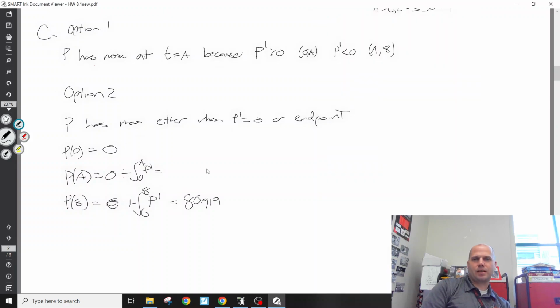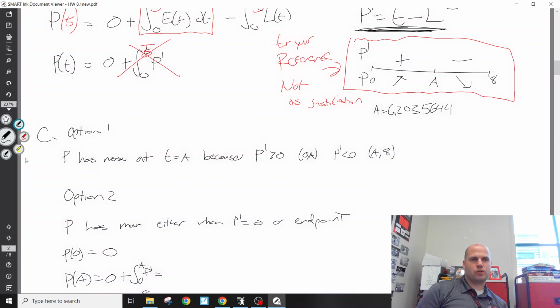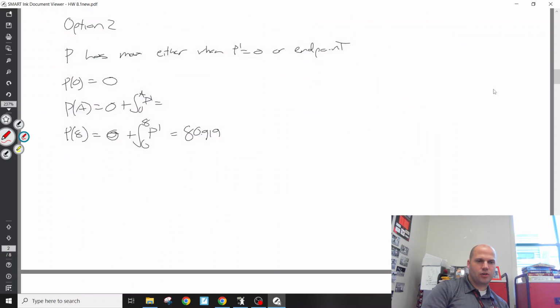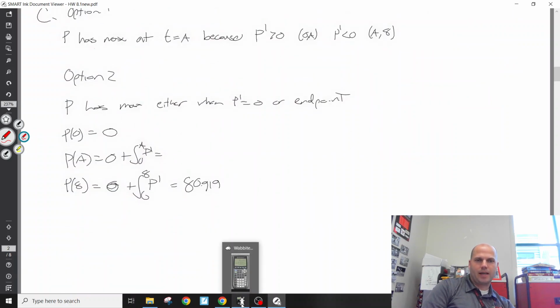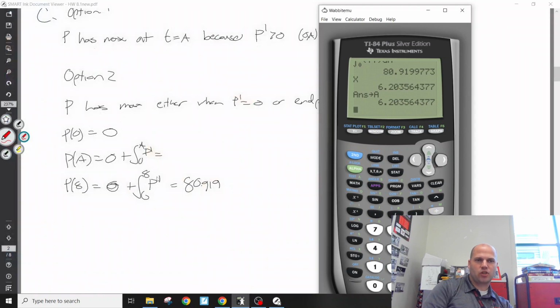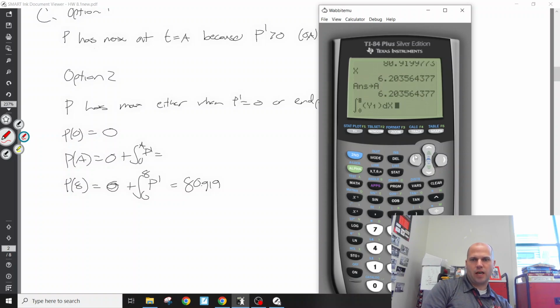Notice I didn't separate this. You guys had all kind of gotten used to figuring out how much we got from 0 to a and a to 8, and I'll show that as well. But again, you got sloppy in terms of showing your work, so it might be easier to just stick with displacement 0 to a, 0 to 8, instead of separating it from 0 to a, then a to 8. But I'll show you how to get that too.